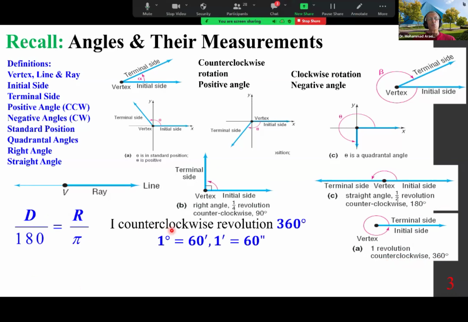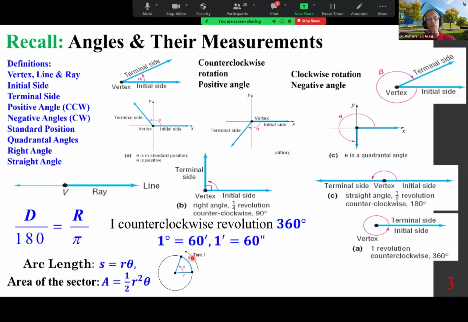So again, as I mentioned, one counterclockwise revolution is 360 degrees or 2 pi radians. 1 degree is 60 minutes. 1 minute is 60 seconds. If you look at this circle, arc length S equals r theta, and this area is called the area of a sector, half of r squared theta.